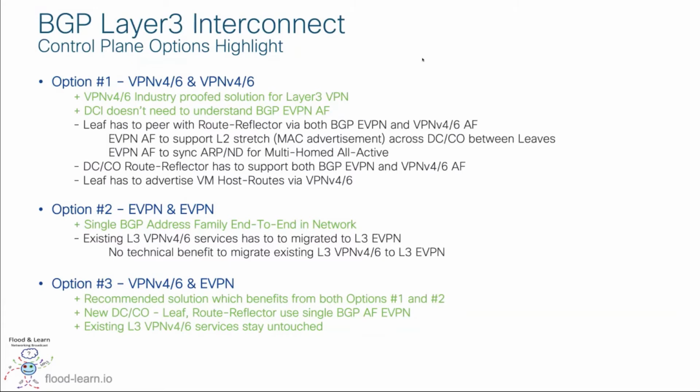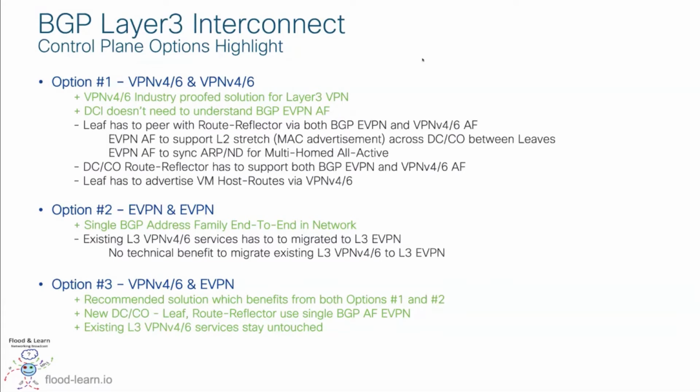The second option is to have EVPN end-to-end, as we discussed. So you have a single BGP address family end-to-end in the network. This is definitely a benefit, because you don't have another address family. On the other hand, you have to touch all your existing VPNv4, VPNv6 services in the core to migrate them to the EVPN address family. And in the end of the day, the EVPN here in this example, when it's purely L3, is not bringing any benefit in the core.